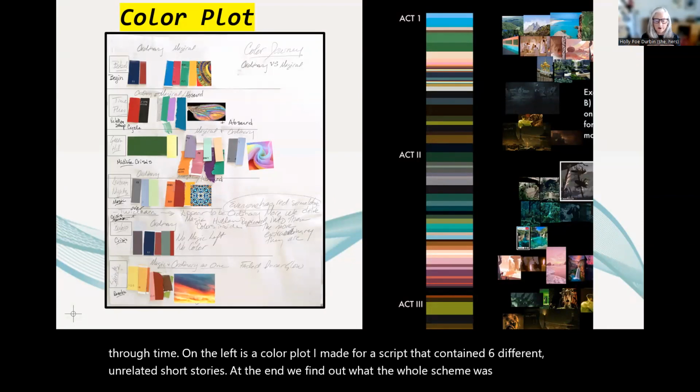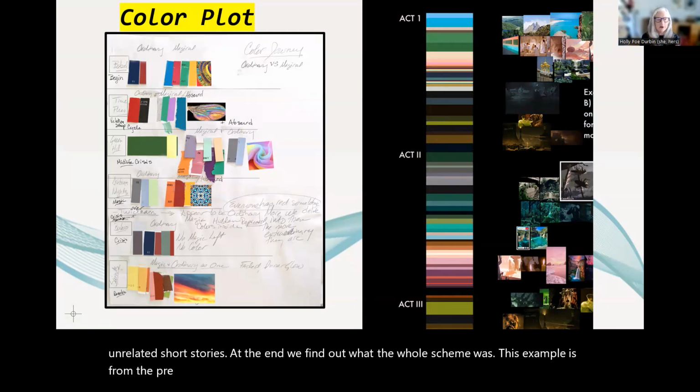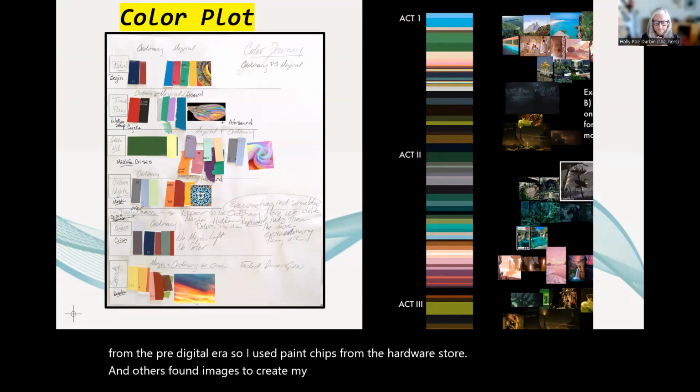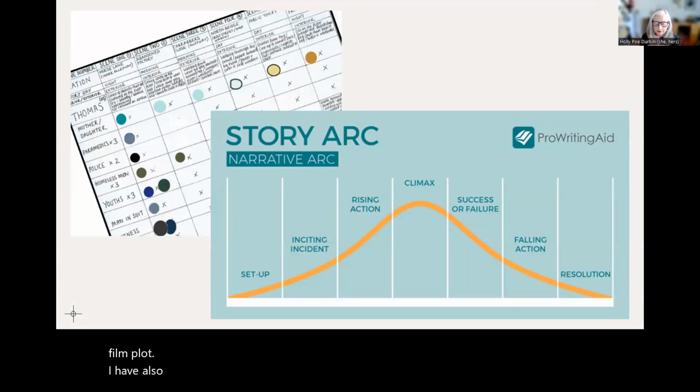This example is from the pre-digital era, so I used paint chips from the hardware store and other found images to create my chart. The image at right is a digital map of a color film plot. I have also just added color dots to my scene chart so I can keep track of the entire plot when I'm designing.